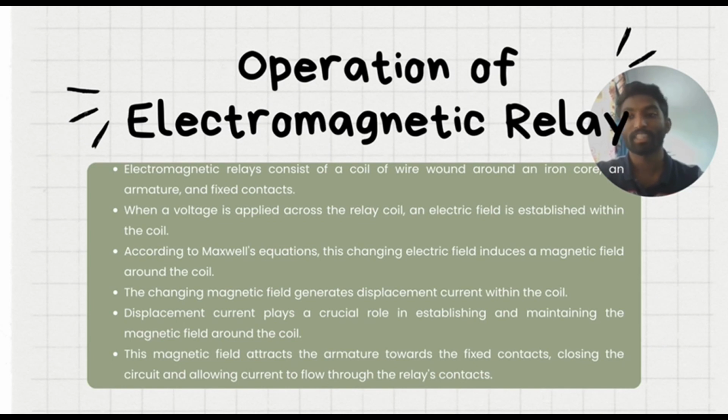Now, let's explore how an electromagnetic relay operates. When a voltage is applied across the relay coil, an electric field is established within the coil. According to Maxwell's equation, this changing electric field induces a magnetic field around the coil, generating the displacement current within the coil.